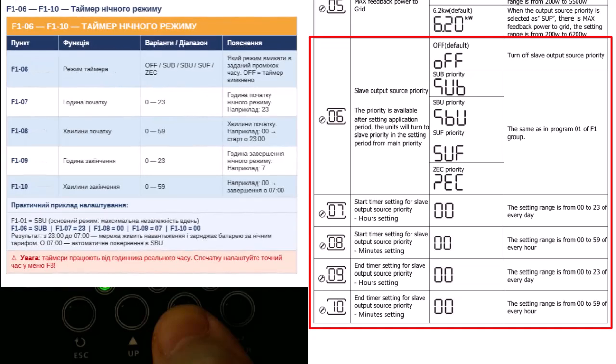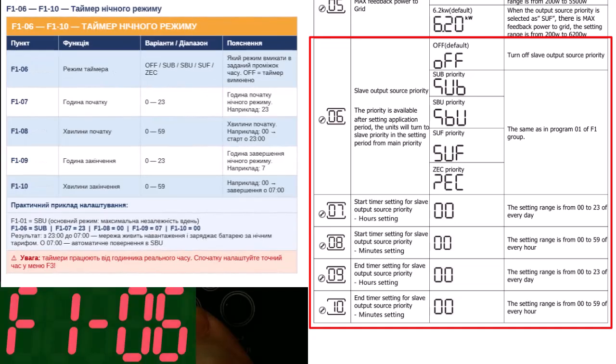F1-06, F1-07, F1-08, F1-09, F1-10, night mode timer. 5 settings, but together they unlock a very practical feature. Let me explain with a concrete example, it'll make sense immediately. Here's the scenario.